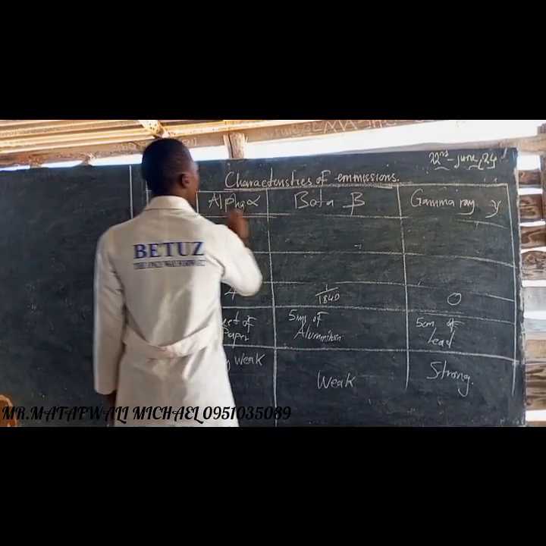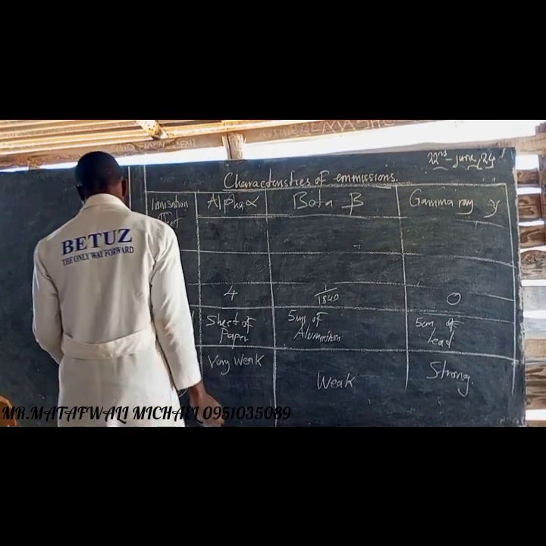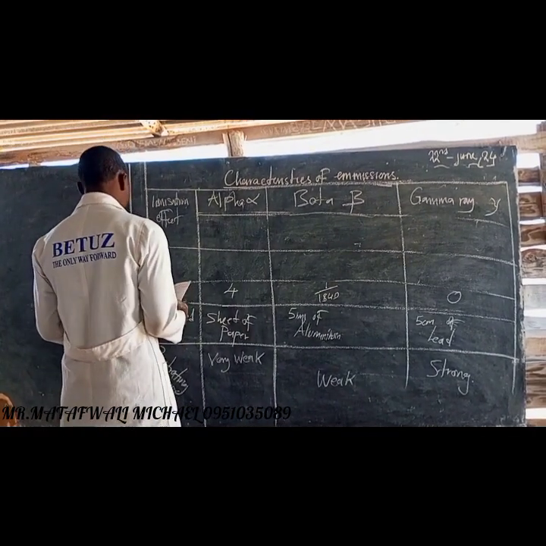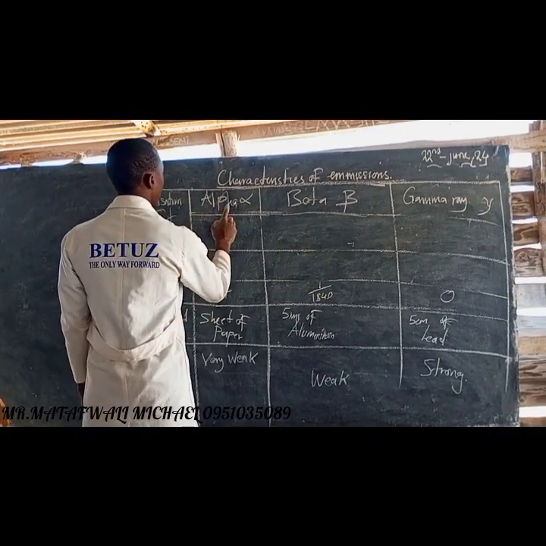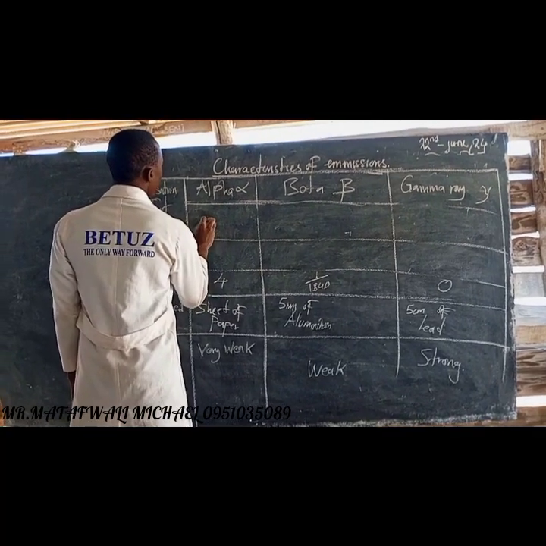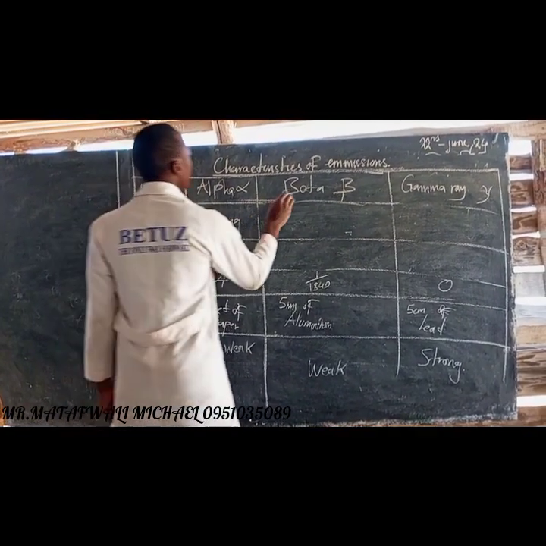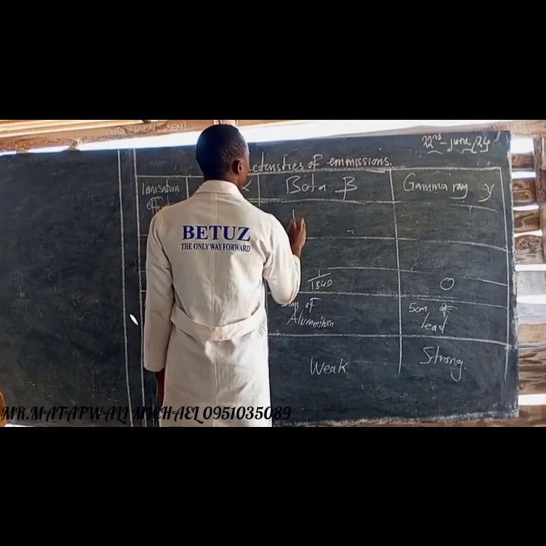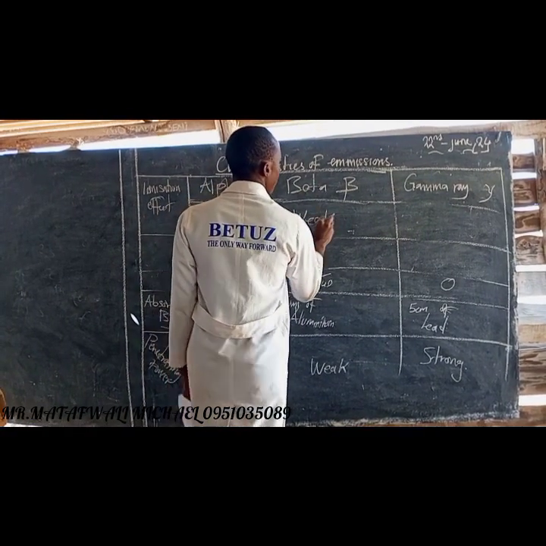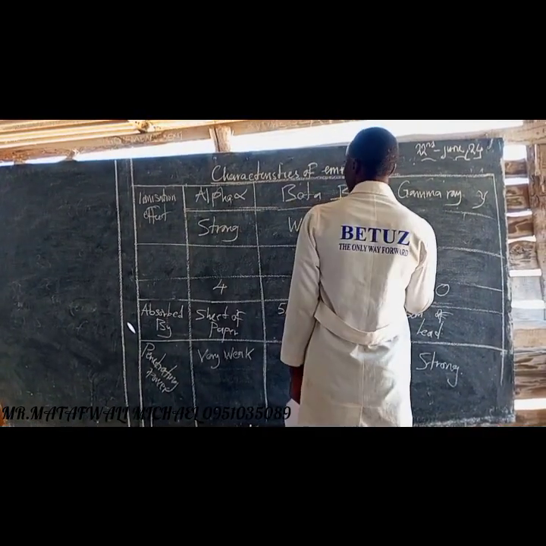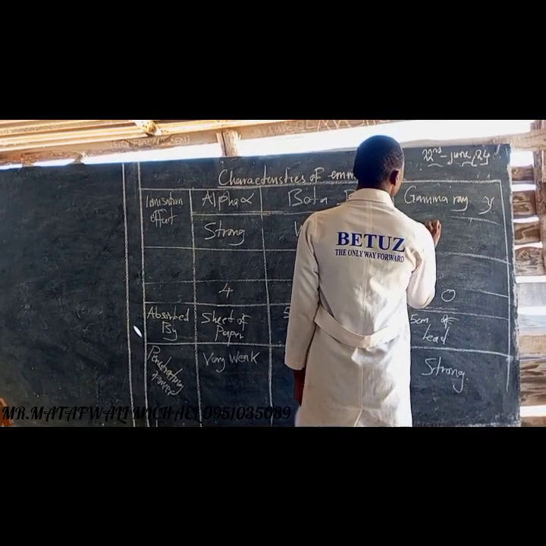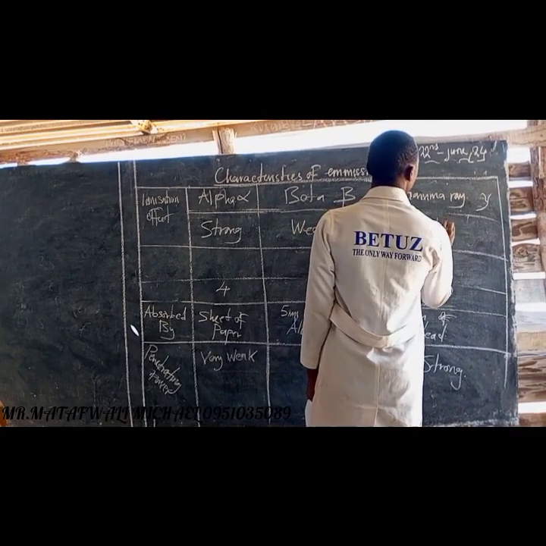So how is the ionization effect of an alpha particle? The ionization effect of an alpha particle is strong. Then of a beta particle, it is weak. Then the gamma ray, it is very weak.